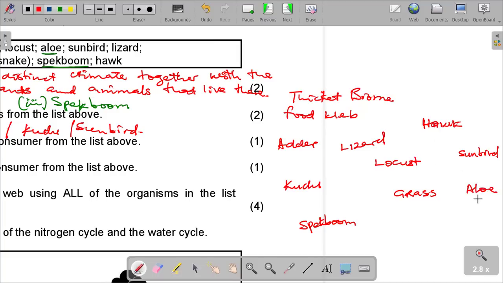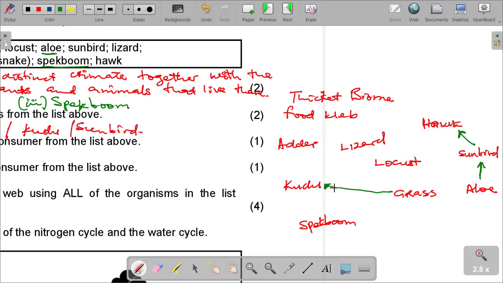So the food web that we must draw is to show the connection, or the interdependence, of these organisms in their ecosystem. We can start with the aloe here, which is eaten by the sunbird. The sunbird is eaten by the hawk. And then I can also come to the grassy. The grass is eaten by the coot here.